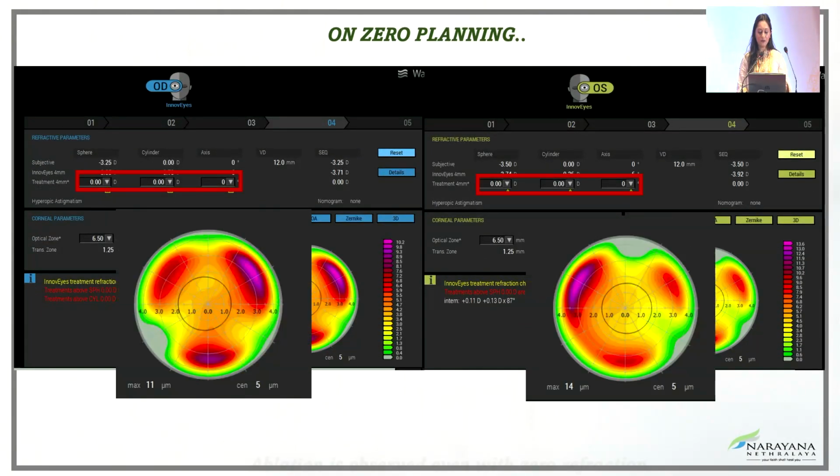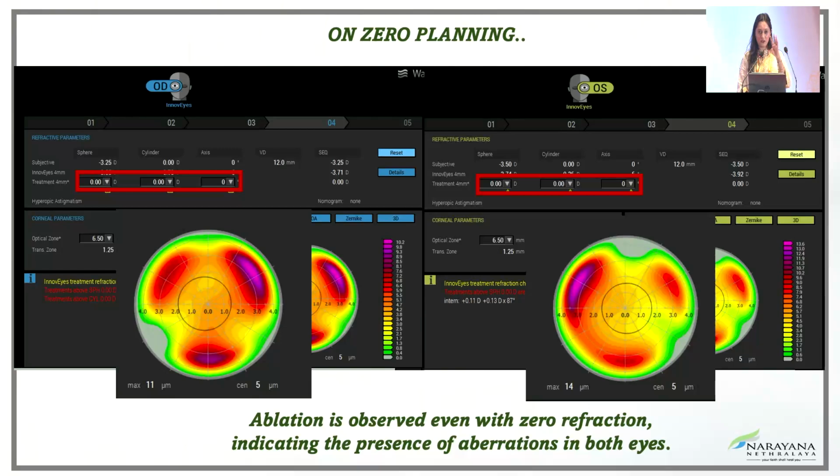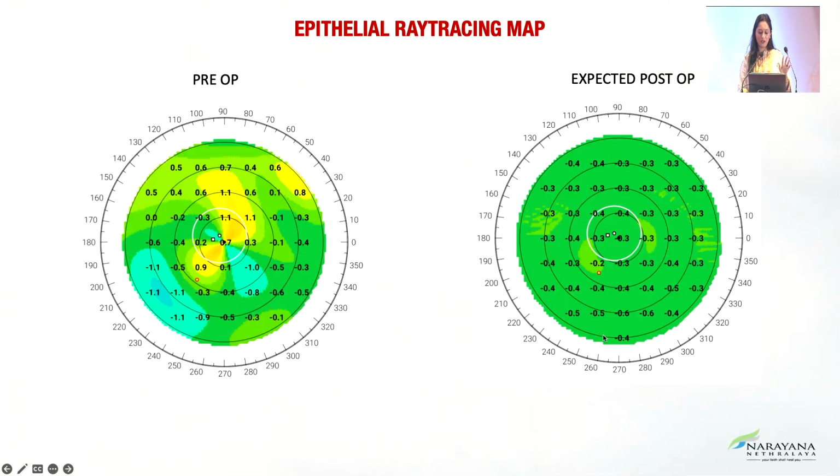Now, why did we do this? Because when we had the zero refraction, where we don't treat any refraction on the planning screen, you can see that in the right eye there is some amount of ablation even with zero refraction, which is 5 and 11. That means it's an irregular surface, and the same thing for the left eye. So if I would have corrected just a sphere for this patient, this coma and trefoil kind of profile wouldn't have been corrected, and the patient post-op would have had 20/20 but a poor quality of vision.